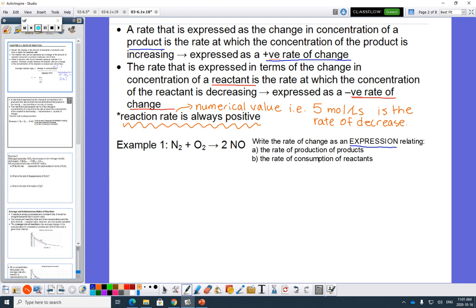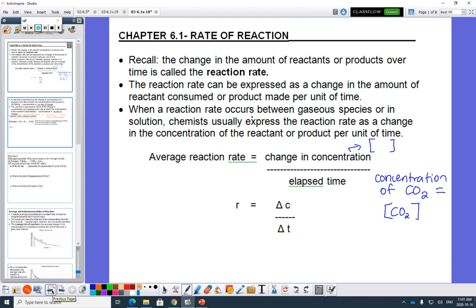All right, so part A says the rate of production of products. So that means I'm going to start with the products, okay? So when we do rate, it's the change in concentration over time. So if you forget and you want to remind yourself, concentration is moles per liter, and time, like I said, usually seconds or S or minutes. We don't usually use hours, hopefully.